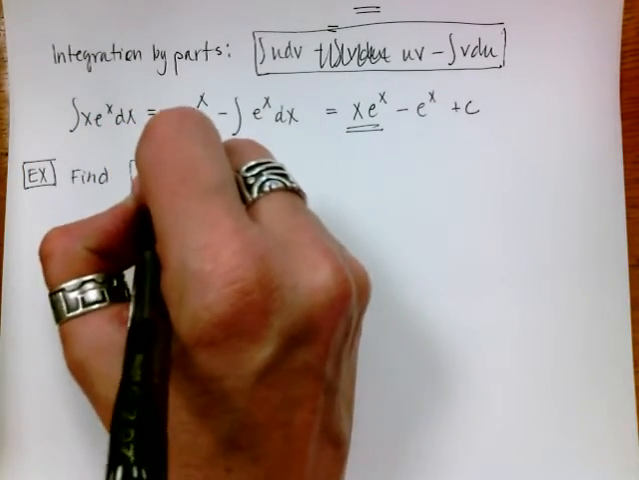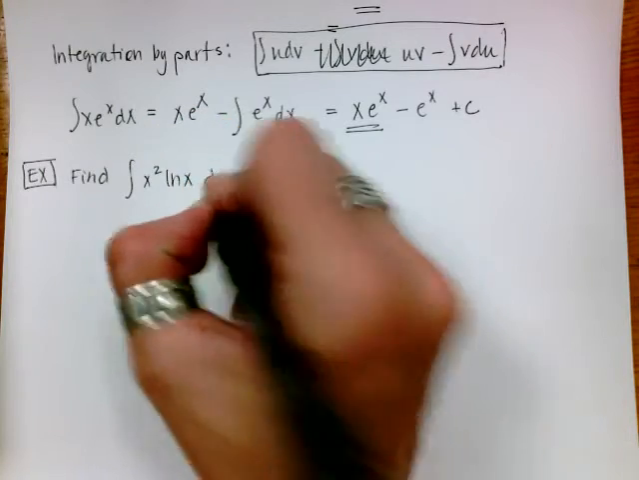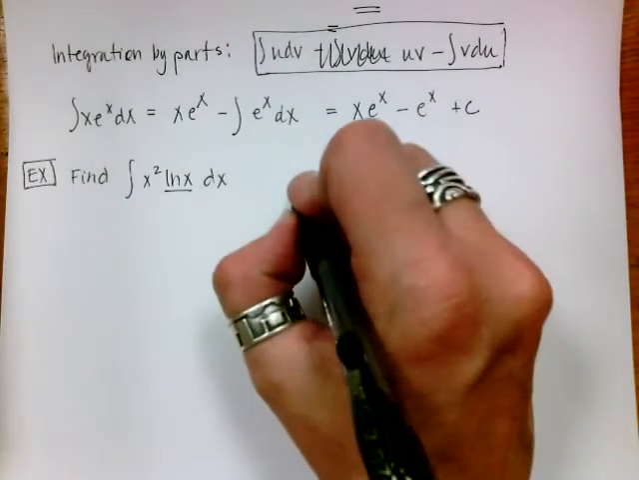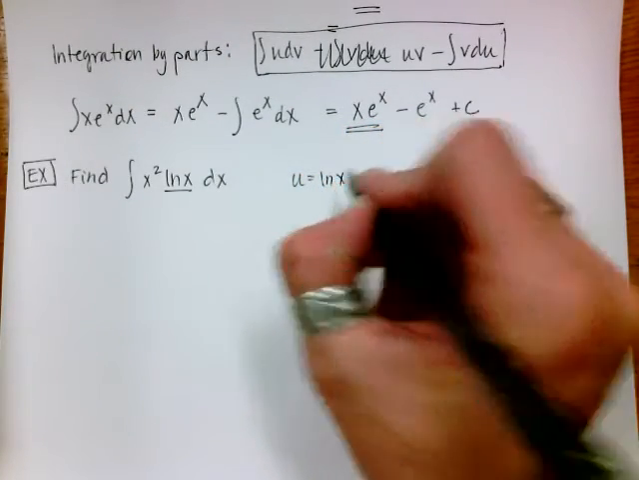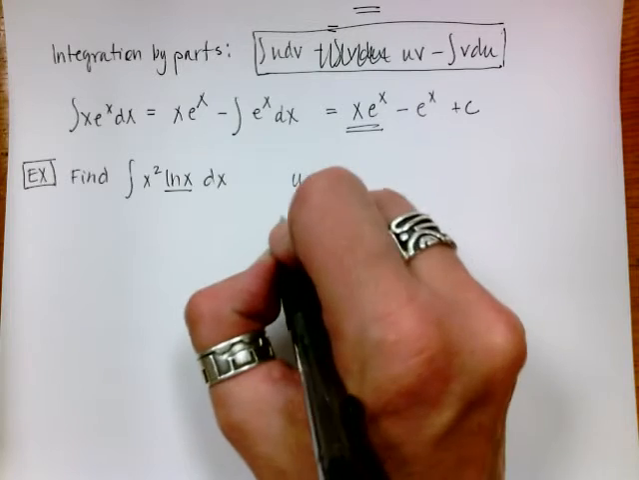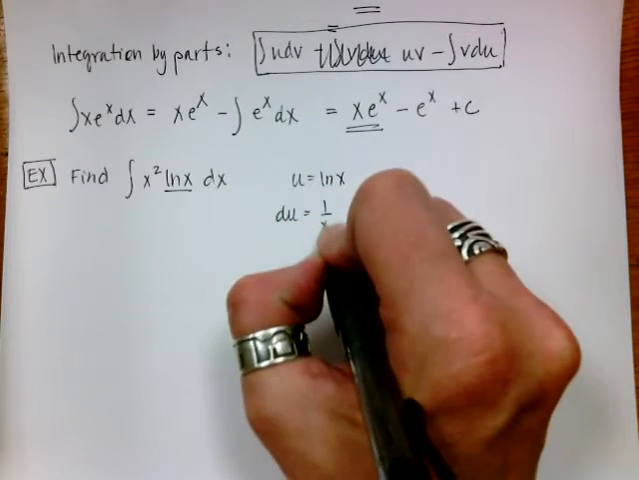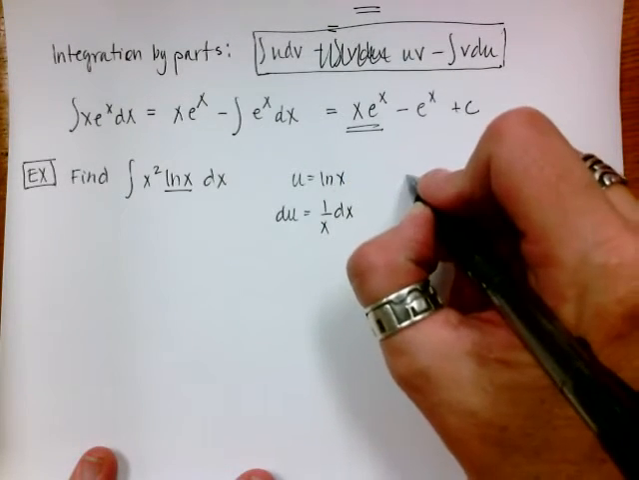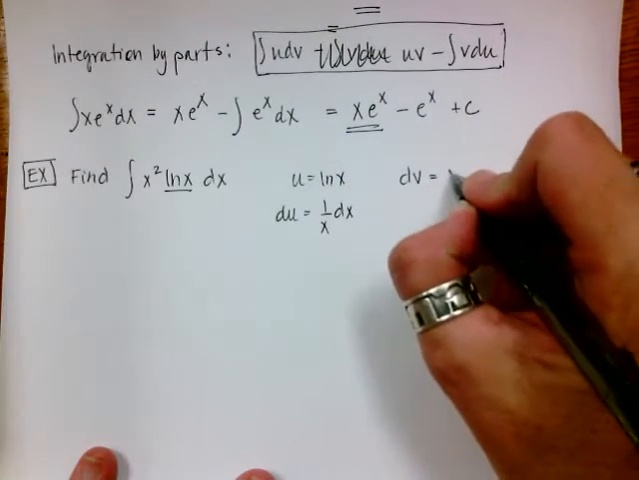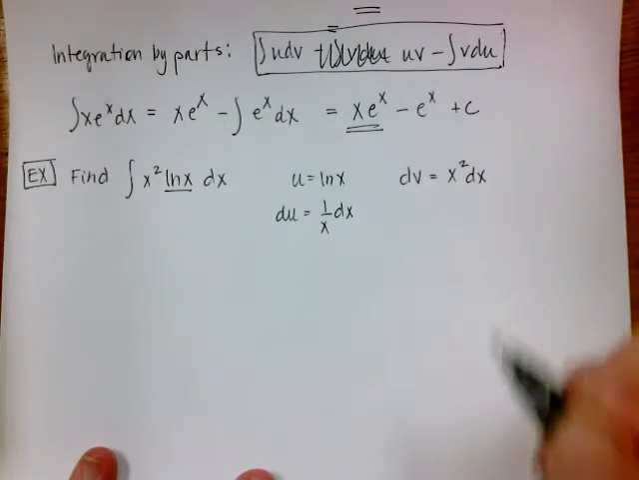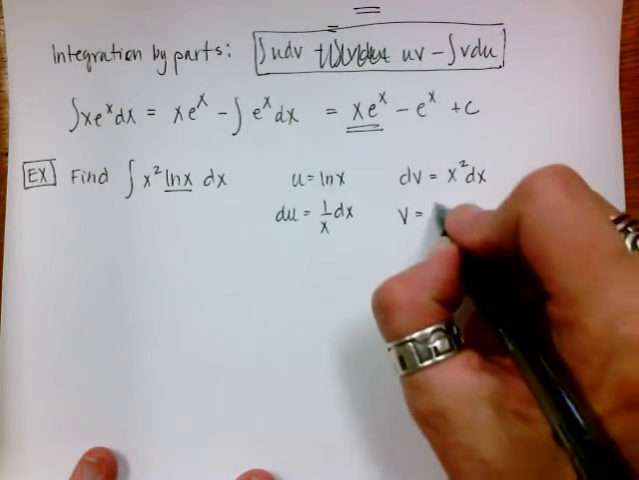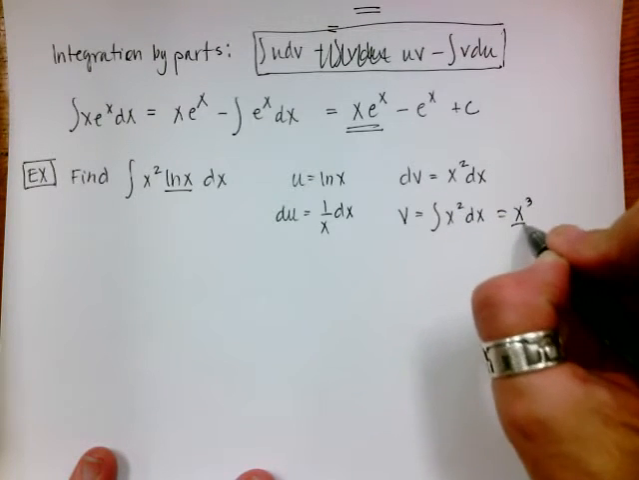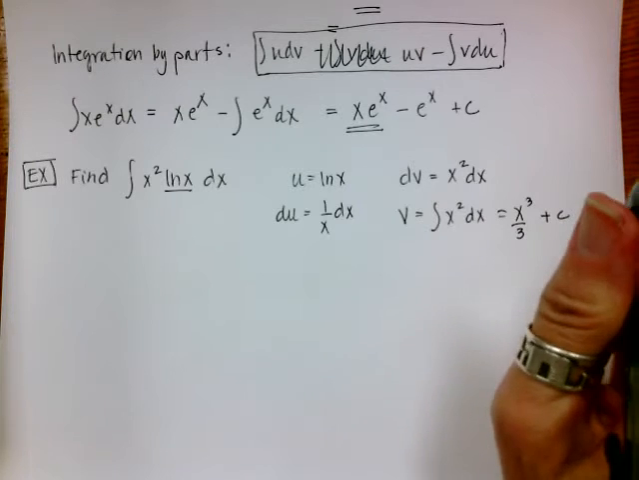So I'm going to do x squared natural log x dx. Alright, so the complicated part, I'm going to let u equal that part. So u is equal to the natural log of x. So then du is going to equal 1 over x dx. Well then if u is equal to this, then dv is equal to everything else, x squared dx. Then v is equal to the integral of x squared dx, which is x to the third over 3, and then I'm going to have a c when I'm done.